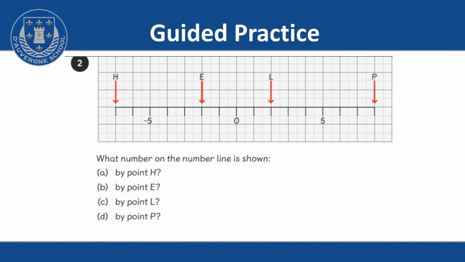And finally, we're going to finish with P. We've helpfully had it marked number 5, so we can count from 5 rather than going all the way back from 0. 5, carry on counting up to P, 6, 7, 8. So we know that the value of P is 8. Well done.